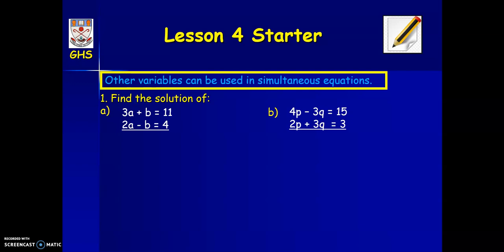So firstly, if you can pause the video and have a go at these two starter questions, I'll bring your attention to the fact that we've got other variables used in these questions. So instead of x and y, we have a and b and p and q. Just to let you know that this is perfectly normal and quite common. Okay, so have a go at these questions, please.